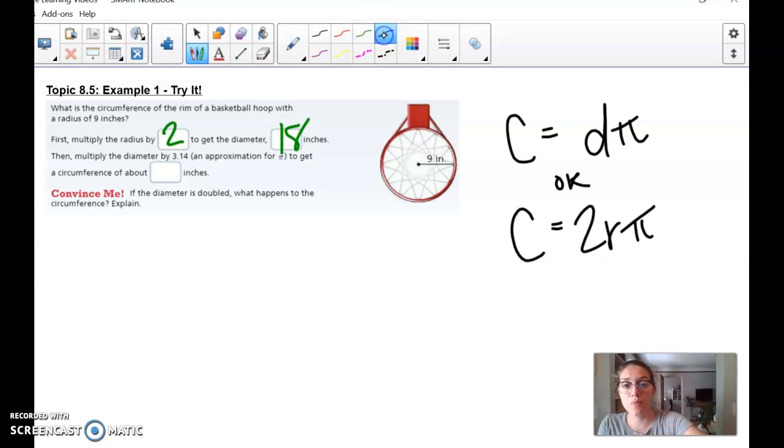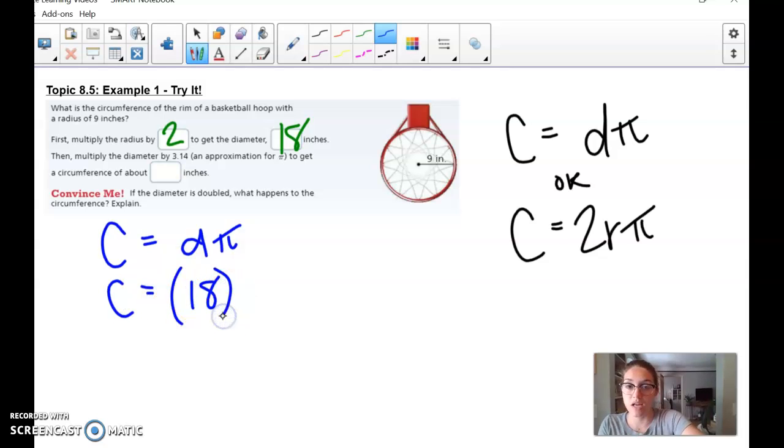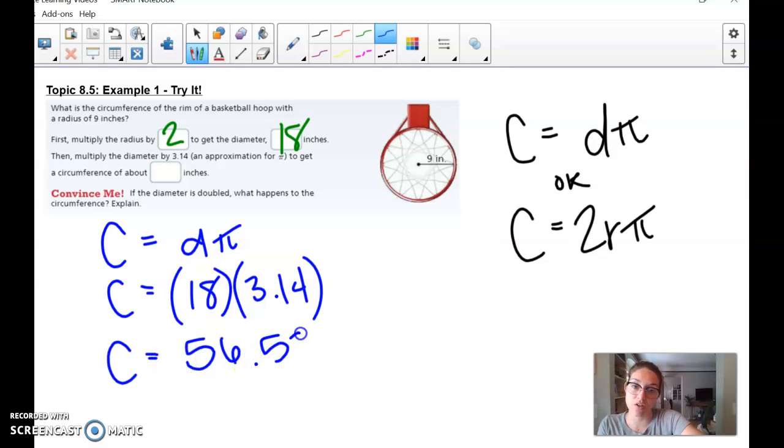So the circumference is equal to the diameter times pi. If I put my diameter in, C is equal to 18 times pi, and they asked us to use 3.14 as pi. I end up with my circumference being about 56.52 inches. Now I used 3.14 because the problem asked me to.